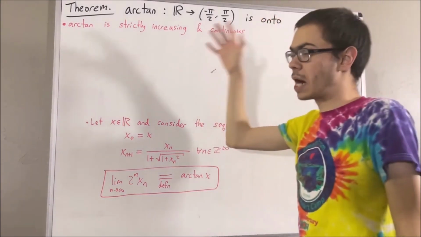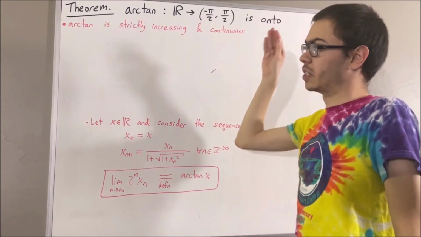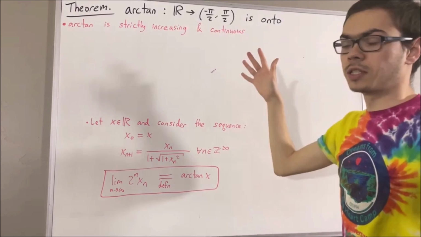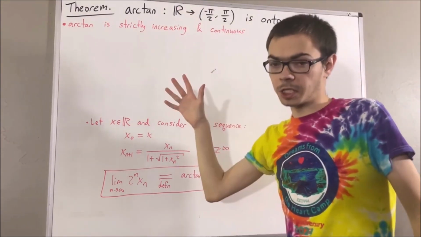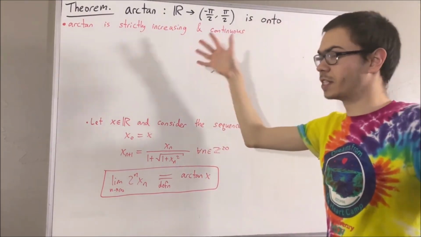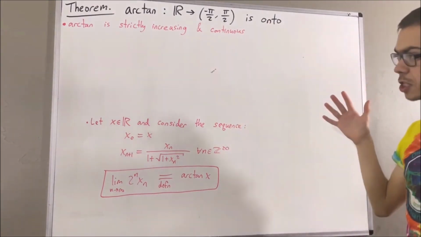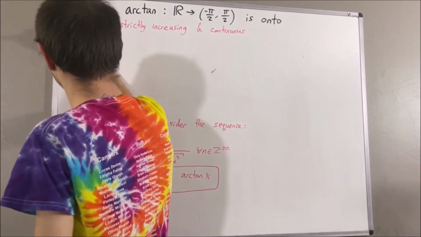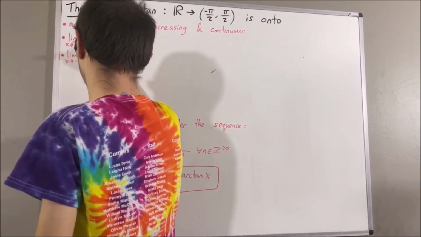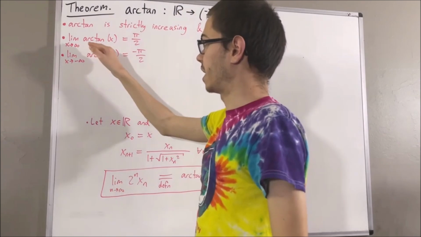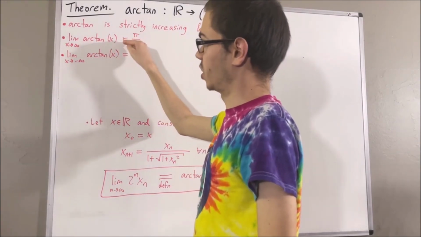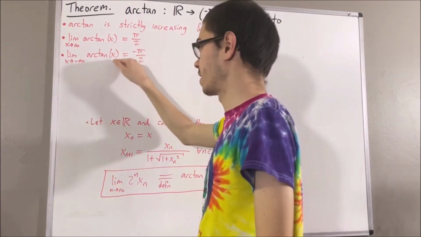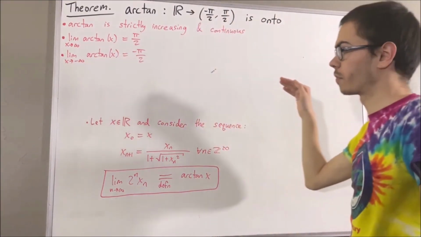And we defined pi over 2 to be the least upper bound of the arctangent function. And from there, it followed, using the fact that arctangent is an odd function, that negative pi over 2 is the greatest lower bound of the arctangent function. And from there, we proved two limits. We proved limit as x approaches infinity of arctangent of x is equal to pi over 2, and limit as x approaches negative infinity of arctangent of x is equal to negative pi over 2.